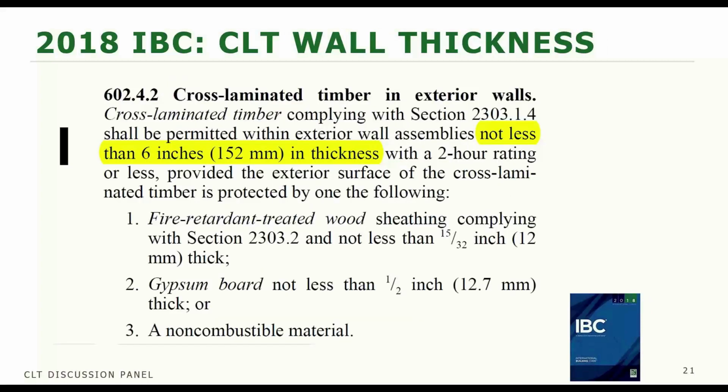Going further, this is the language in the 2018 IBC. There was a clarification provided for this. It does state that the exterior wall assembly is not less than 6 inches thick. That's a total assembly. So the CLT component of that assembly is a minimum of 4 inches in thickness. And then we would have gypsum board or other sheathing on the outside of that, which would comply with your total 6-inch thickness. So that was a clarification that was provided.